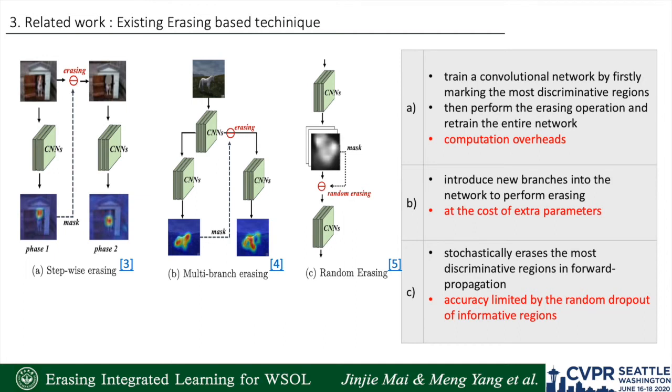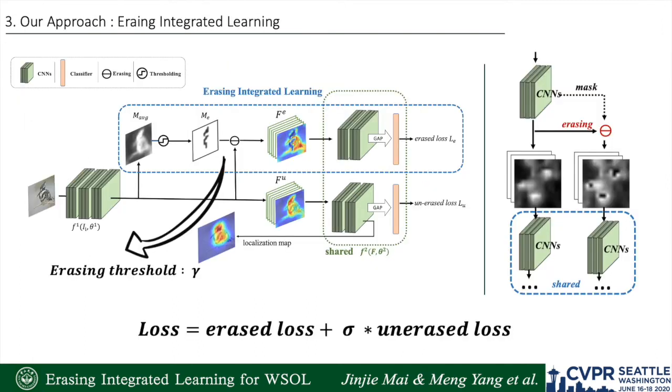Most recently, a random erasing approach has been proposed, which stochastically erases the most discriminative regions in forward propagation. Without actual network computation, such an approach can save quite a lot of computation and parameter resources. However, random erasing is still limited by classification degradation because the random dropout will lose informative regions. So to this end, we have proposed erasing integrated learning for the task of weakly supervised object localization.